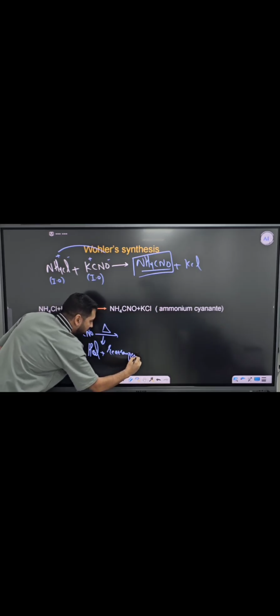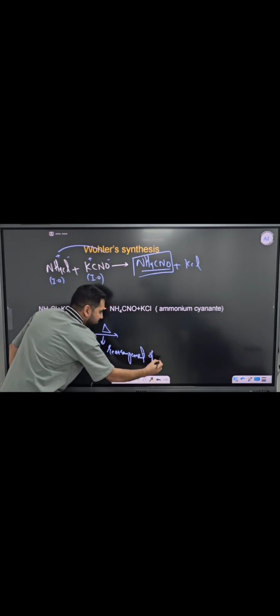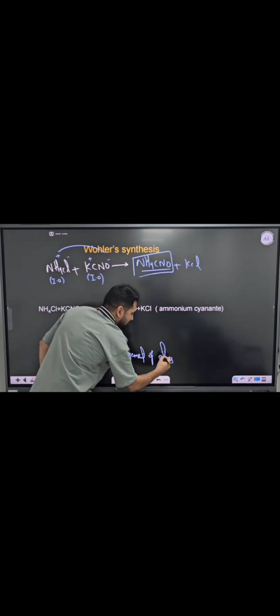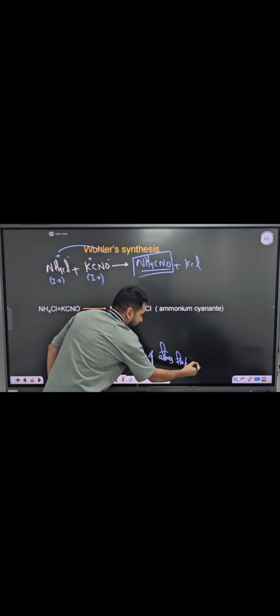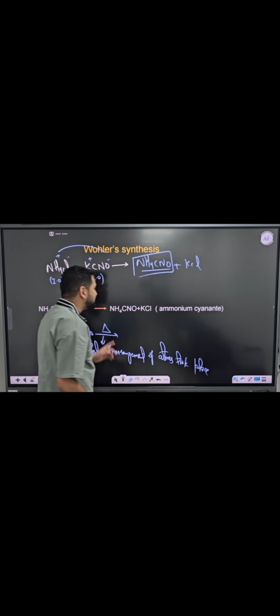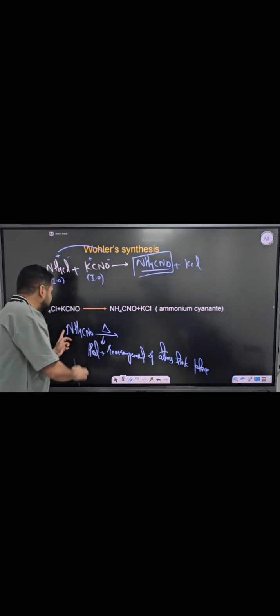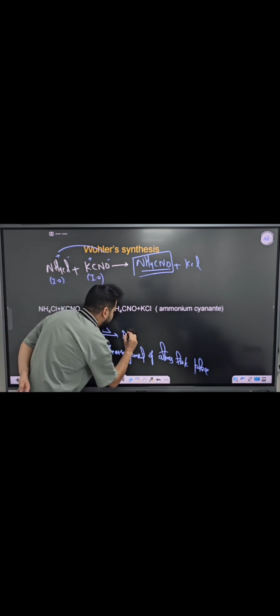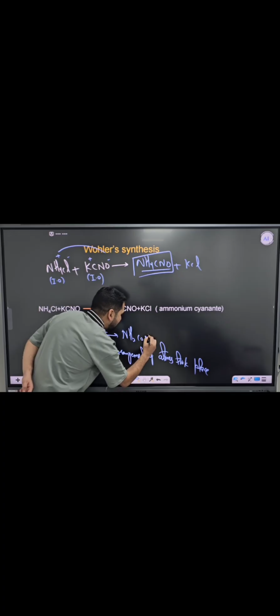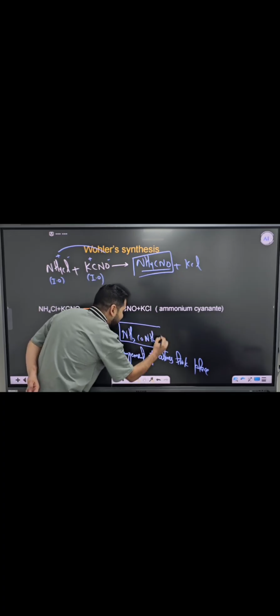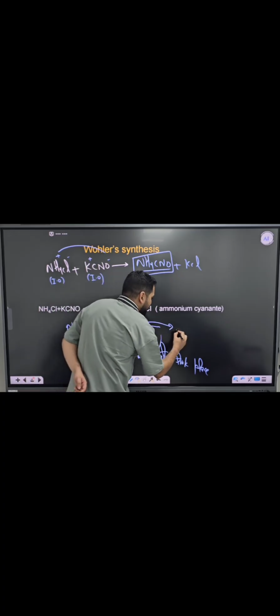And when we create this NH4CNO, what did he do after that? He heated this NH4CNO again, right? He supplied heat to it. Because of heat, what happened, guys? Rearrangement of atoms took place. And because of this rearrangement of atoms, this NH4CNO got converted into NH2CONH2, and we call this NH2CONH2 urea, right?